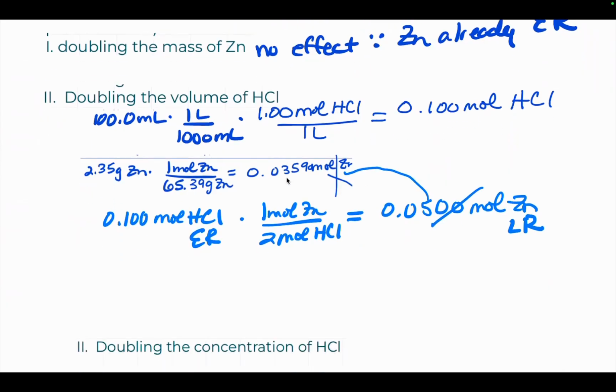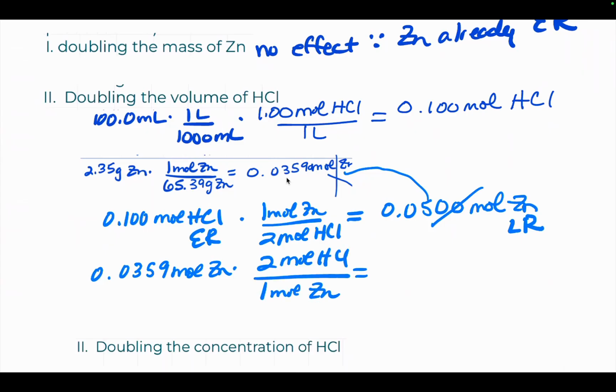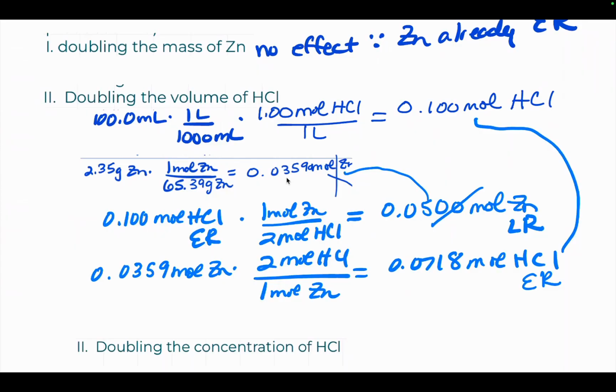We could also go the other way and make sure we are in agreement. So if I take my 0.359 moles of zinc, convert to moles of HCl, I'm going to get 0.0718 moles of HCl, and I now have 0.1, so I have plenty. So again, that reaffirms that the excess reactant is the HCl and the new limiting reactant is zinc.